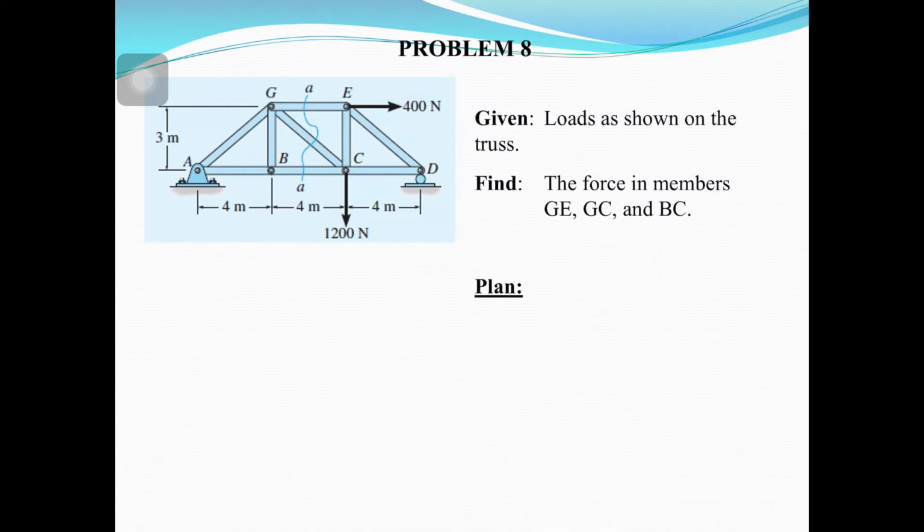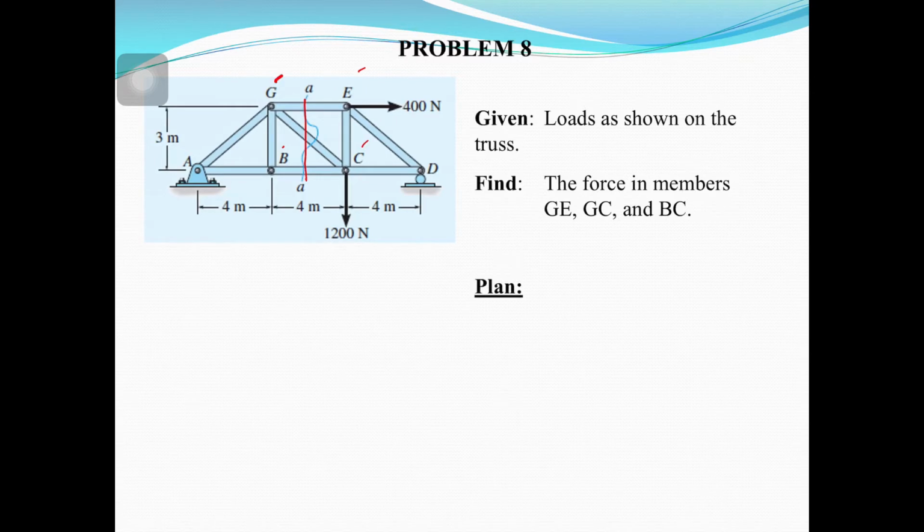Loads are shown on the truss. Find the force in members GE, GC, and BC. So GE, BC, and GC. The correct one to cut is A-A.